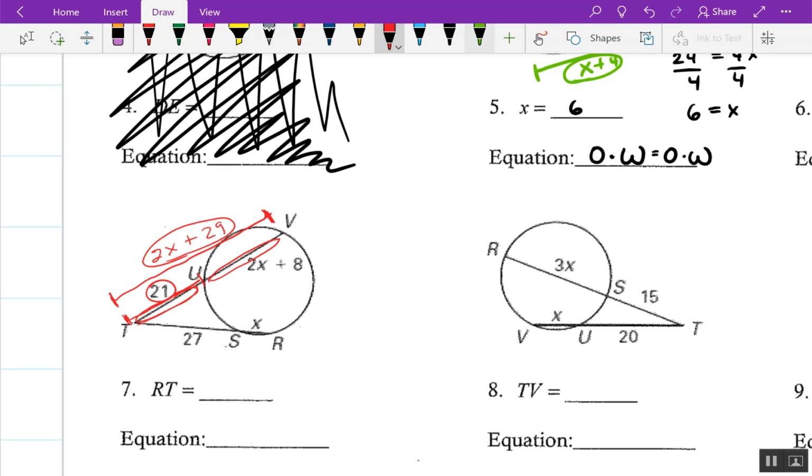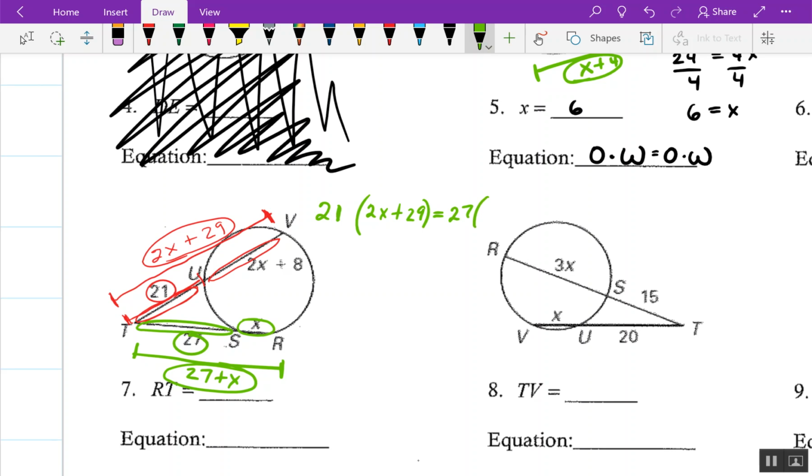All right, now the bottom secant, starting with the outside piece. So it's 21 times 2x plus 29. All right, the bottom outside piece is 27, right? How much is the whole thing? Exactly, it's 27 plus x. So your setup is going to be 21 times 2x plus 29 equals 27 times 27 plus x.